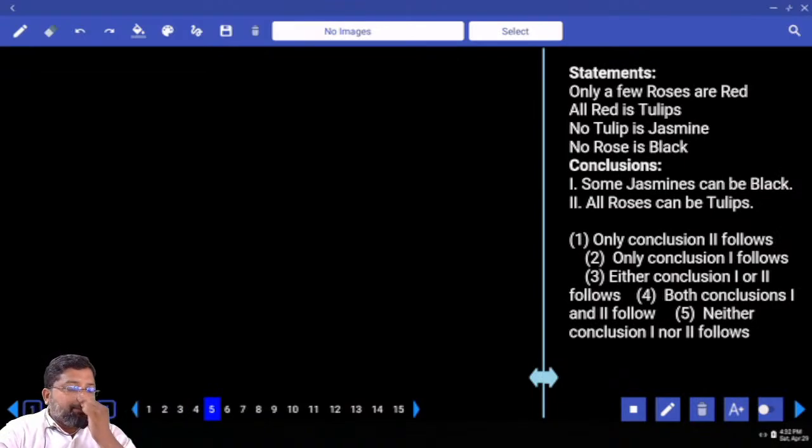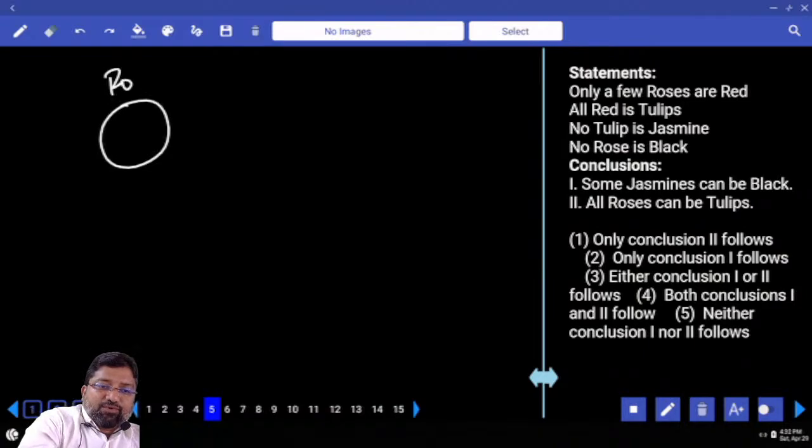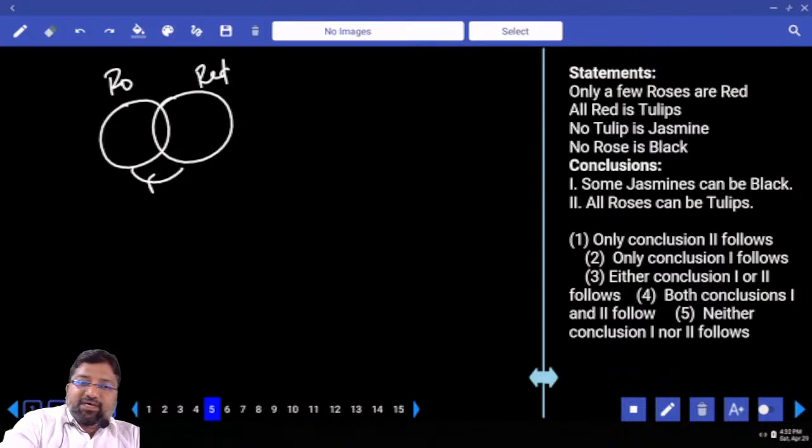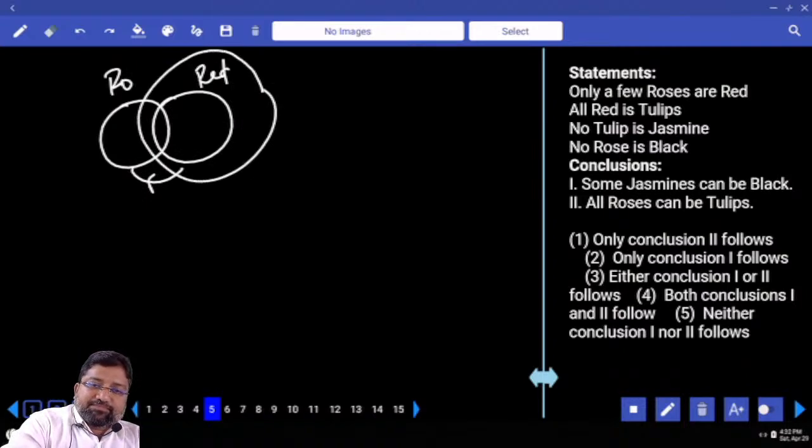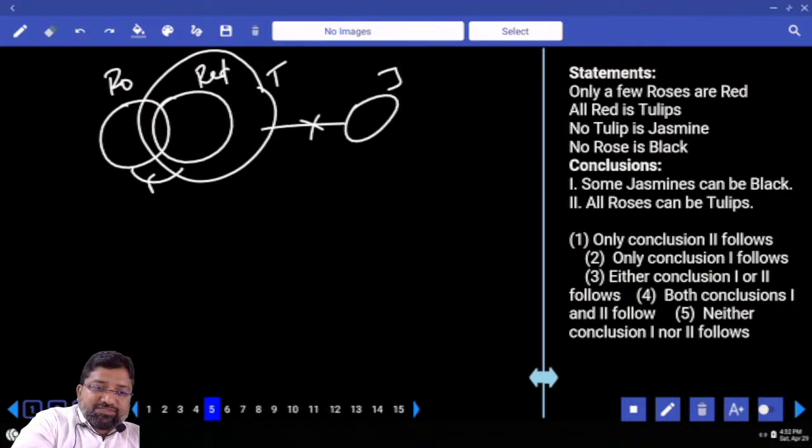Now we are seeing questions on syllogisms. Okay, syllogism, as I told you, we will only draw the diagram. The rest of the things by observation. First, only a few roses are red. All red are tulip. No tulip is jasmine. No rose is black. Done.